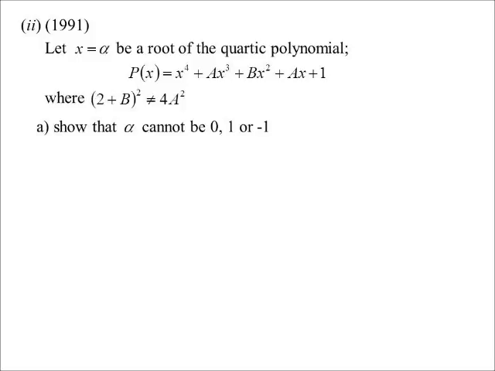It also has that pattern of 9. So that, cool question. All right, so we're told alpha is a root of this particular quartic, and 2 plus b squared can't equal 4a squared. This will come in useful, I'm sure, later on. We'll see how. We're going to show that the root can't be 0, 1 or -1. So those three numbers cannot be solutions to this equation.